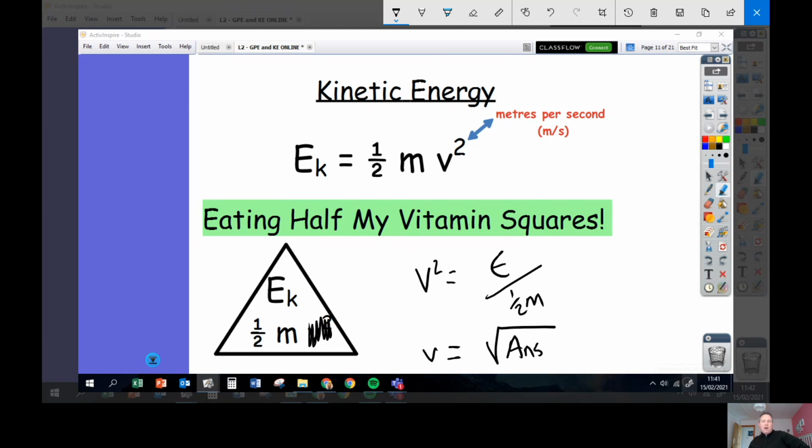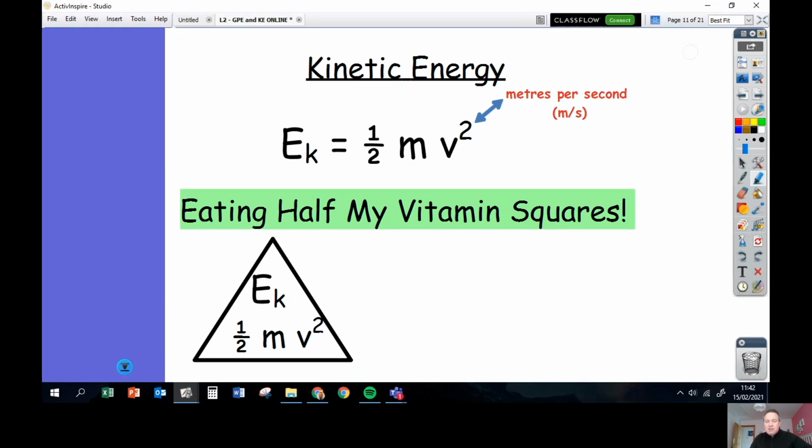So I need to do the square root of energy divided by a half times the mass. So you may have to do a square root rearrangement to find that answer. So those are all our rearrangements of the kinetic energy calculation.